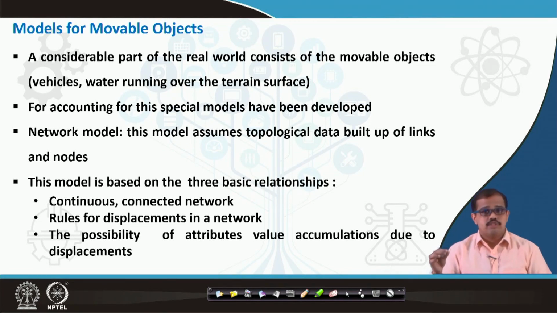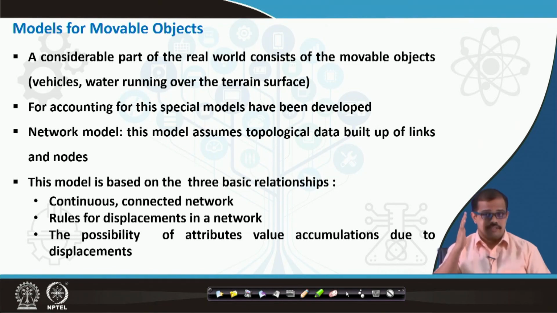So, the network model assumes topological data built up of links and nodes. Okay, it is topological data, as I said previously, built up of links and nodes. The model is actually based on 3 relationships. One is the continuous and connected network. Then you have rules for displacement in a network. Then the possibility of attribute value accumulation due to displacement. Okay. So, all of these 3 things are built as relations.